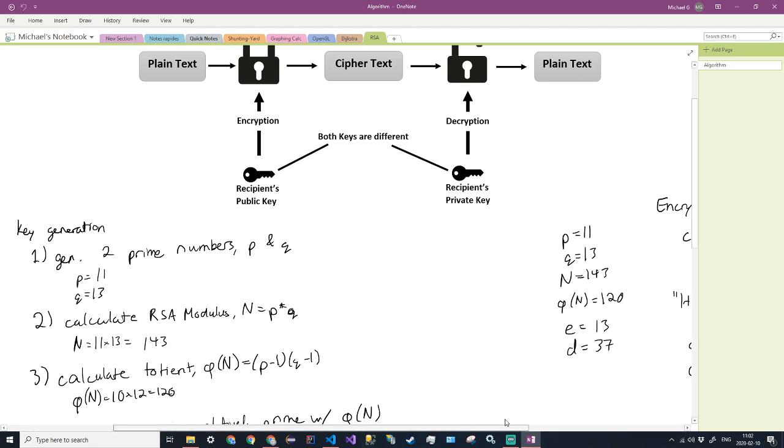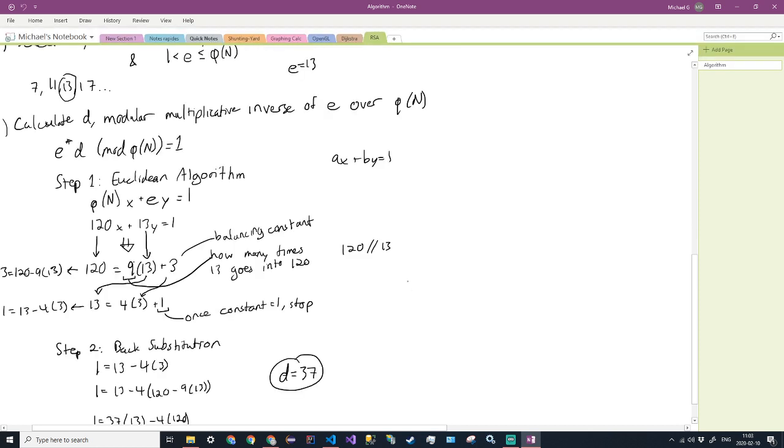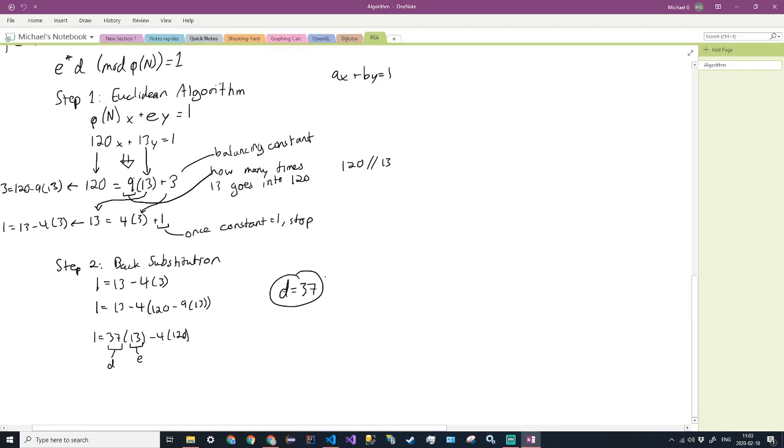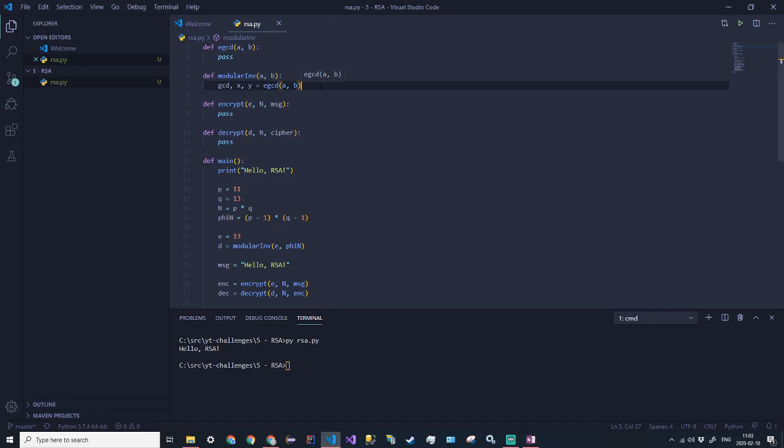So the modular inverse, the extended GCD algorithm will return the greatest common denominator, and then two values, 37 and I believe -4, if I'm correct, will be the second value that it returns. We can check on that. So that'll return 3 values in total.